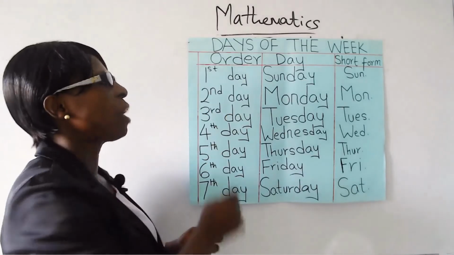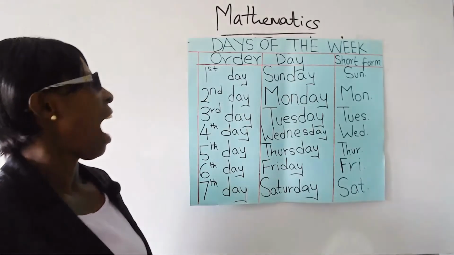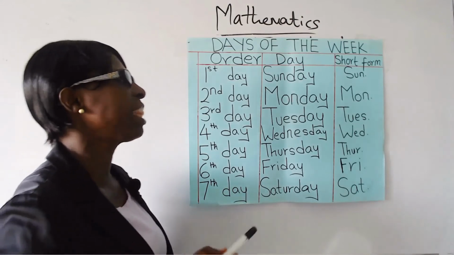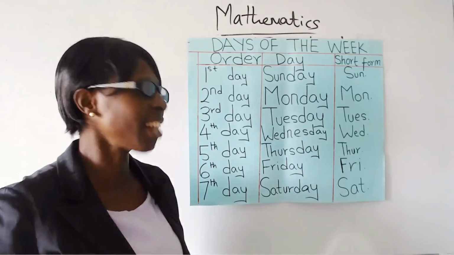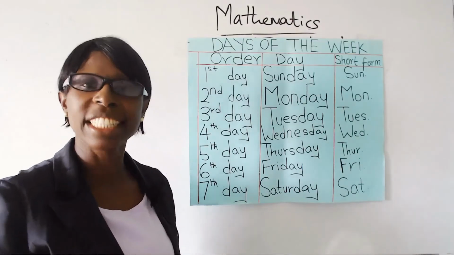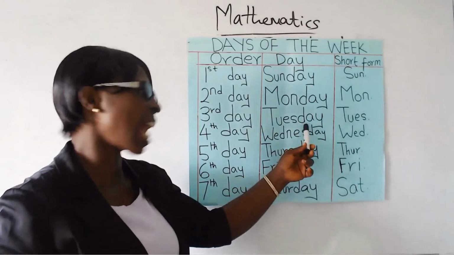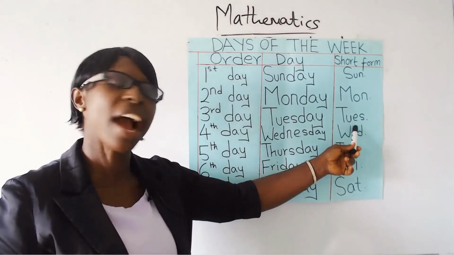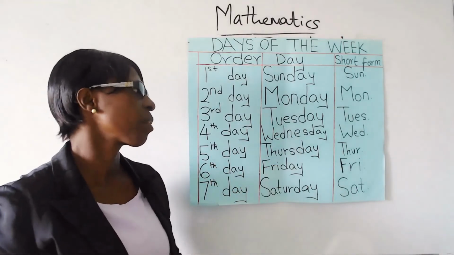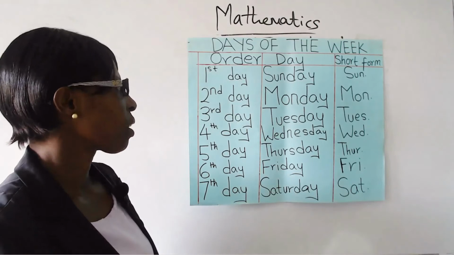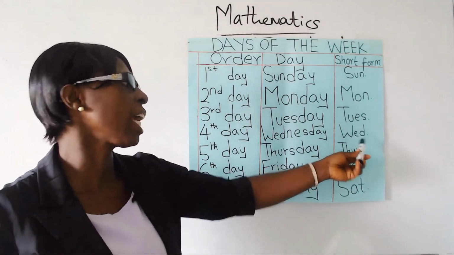The second day of the week is Monday. And the short form of writing Monday is M-O-N dot. Alright. The third day of the week is Tuesday. And this is the short way of writing it. The fourth day of the week is Wednesday. Then we write the short form, W-E-D.